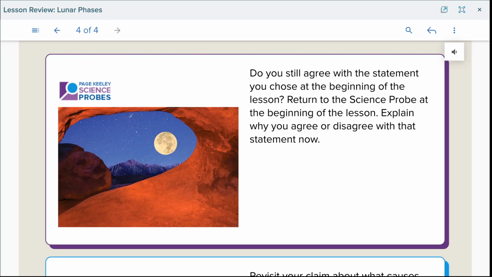Okay, do you still agree with what you said to the science probe at the beginning of the lesson? You can go back and change your answer if you disagree.